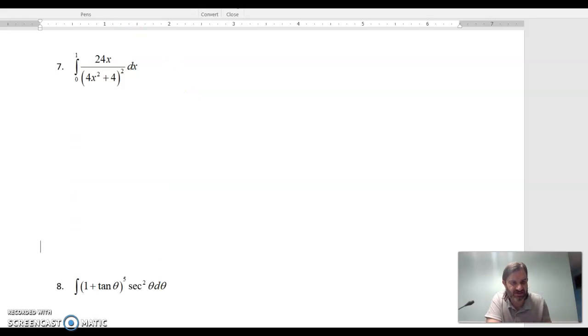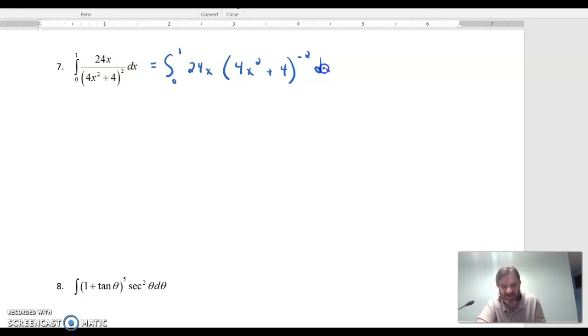Okay, number 7 is the integration from 0 to 1 of the fraction 24x on top, and on the bottom we have the quantity 4x squared plus 4 squared dx. We have some parentheses here, but let's rewrite a couple things first. I'm going to leave this from 0 to 1. 24x is up top, and I'm going to bring the square part up top using a negative 2 power, because it really looks like it's a power rule reversal problem.